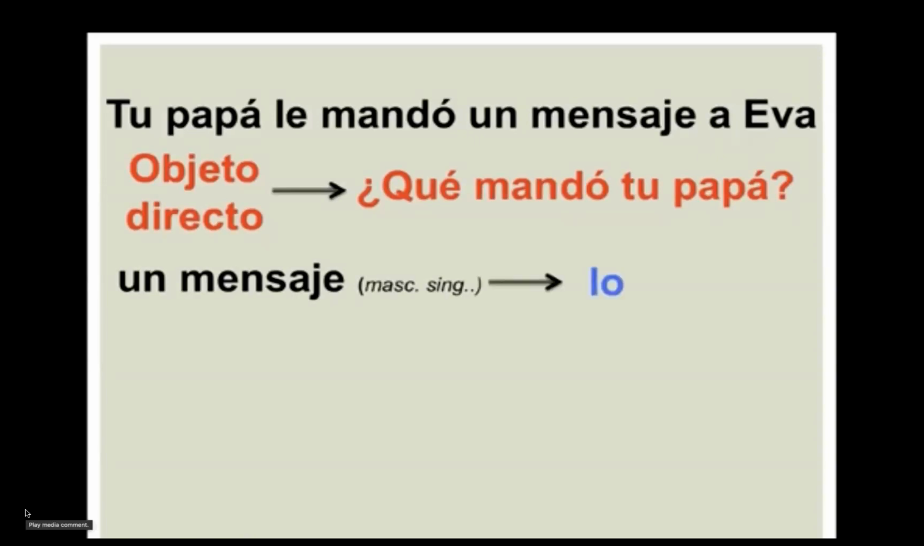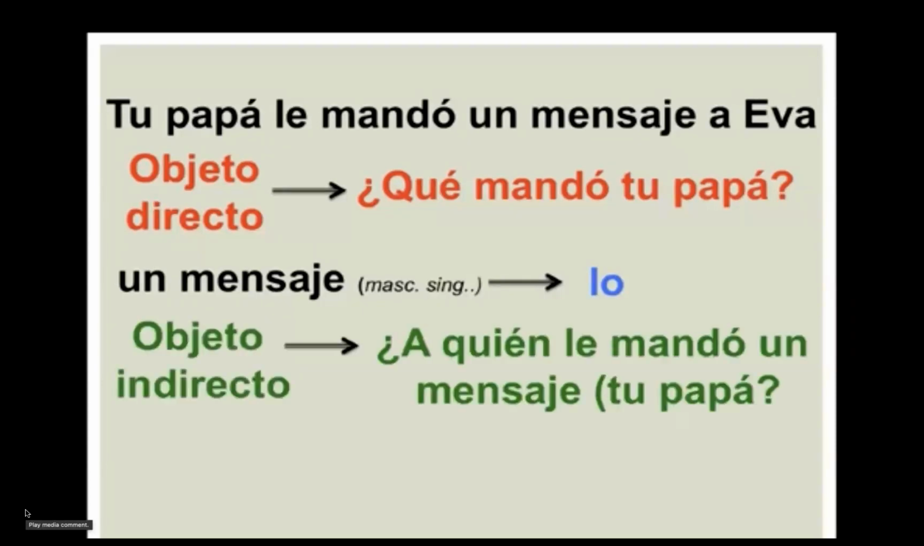We already know that the indirect object is Eva, given that it answers to the question, ¿A quién le mandó un mensaje tu papá? That is, who did your dad send a message to? Remember that Eva can be replaced by the indirect object pronoun le.